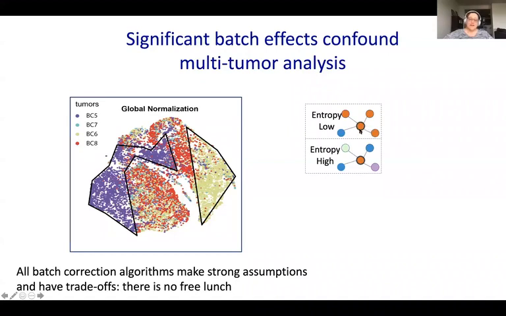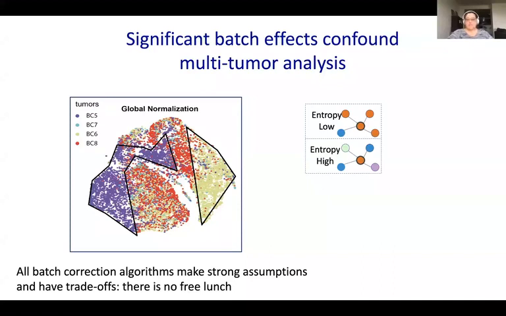One of the signs that I like to see is the entropy of the sample. Basically, if you go back to that nearest neighbor graph I described in the beginning, in a well-mixed sample I want most of my neighbors to come from different patients. So here, most of the orange neighbors come from the orange patient, and that's a low entropy area, whereas high entropy means that I could be from one patient, but many of my neighbors come from other patients. And the problem with batch correction is something we haven't solved. All batch correction algorithms make strong assumptions. They all have strong trade-offs. They don't have any free lunch.